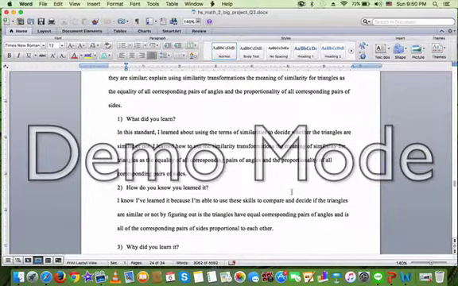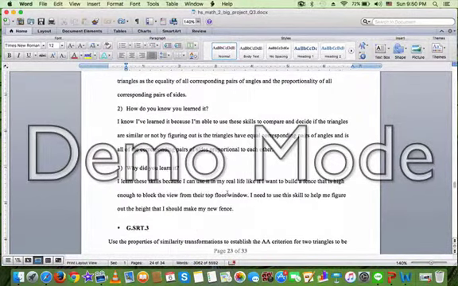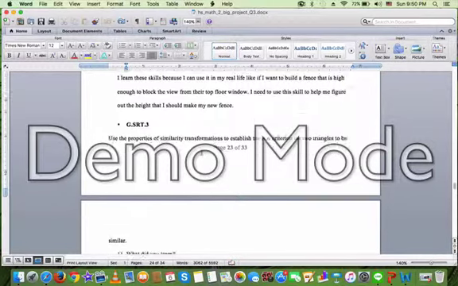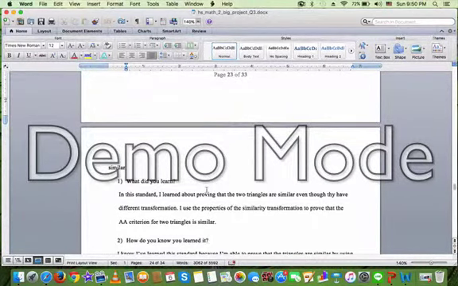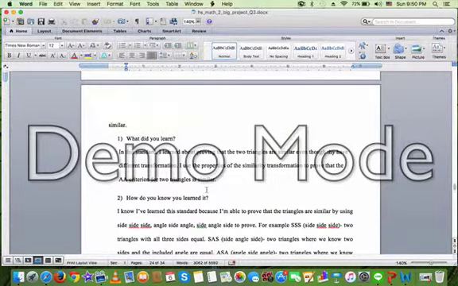I also learned about using the terms of similarity to decide whether the triangles are similar or not, by comparing and deciding whether the triangles have equal corresponding pairs of angles, and whether the sides are proportional to each other.